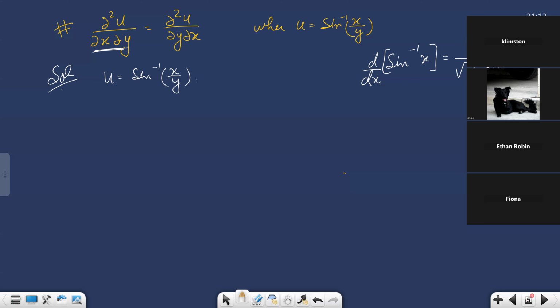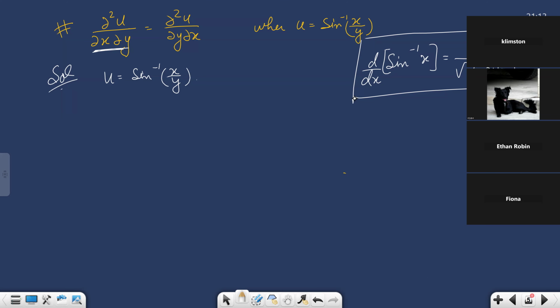Derivative of sin inverse x. Okay. So let's check it. अगर नहीं होता है तो तुम्हारा बुक है. Okay. Now let's try this.